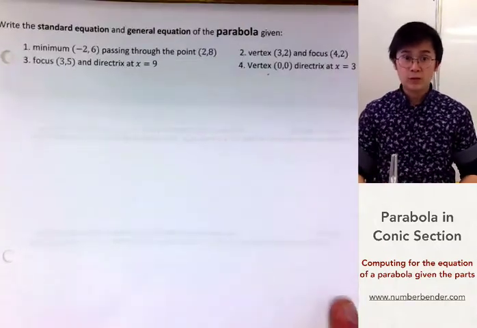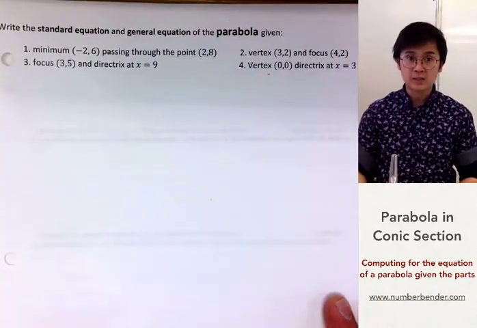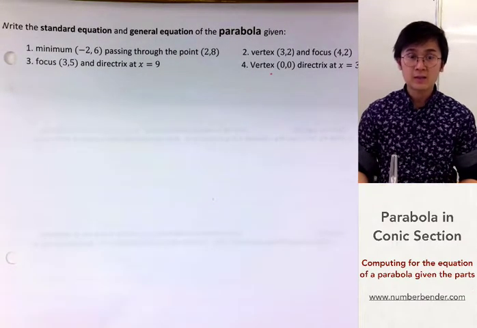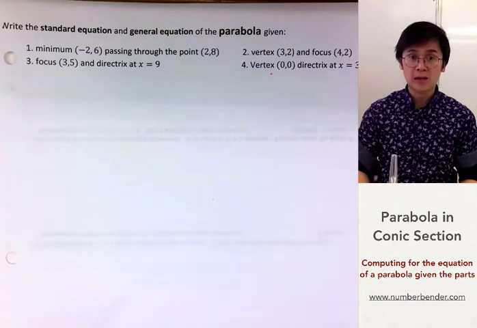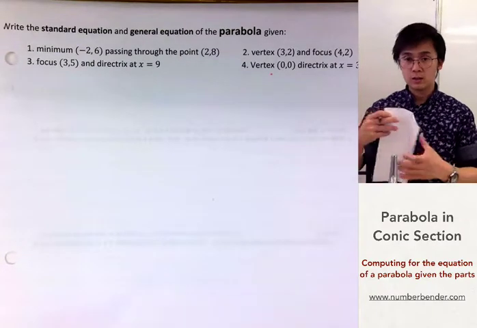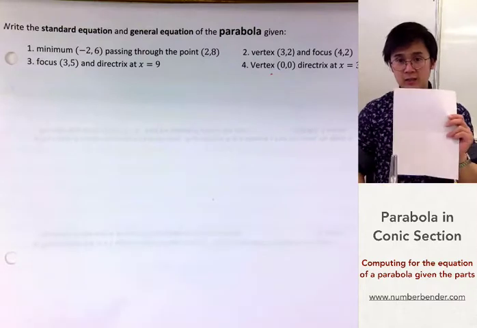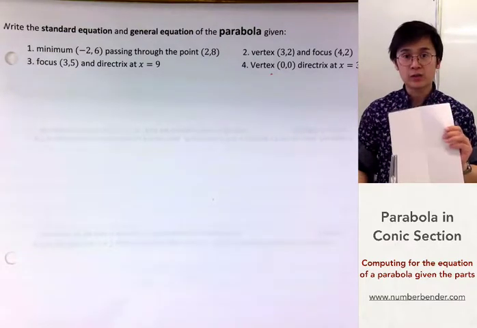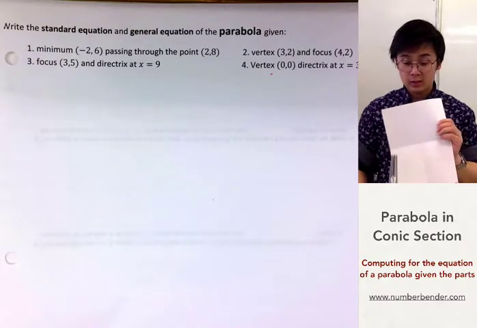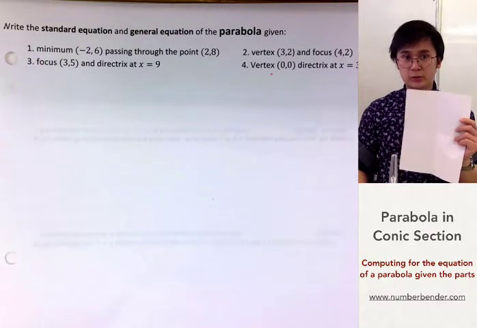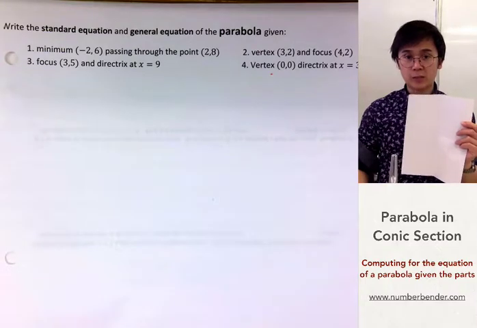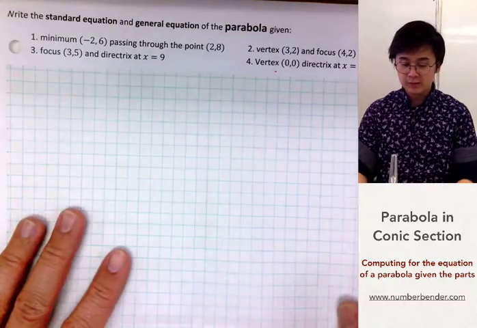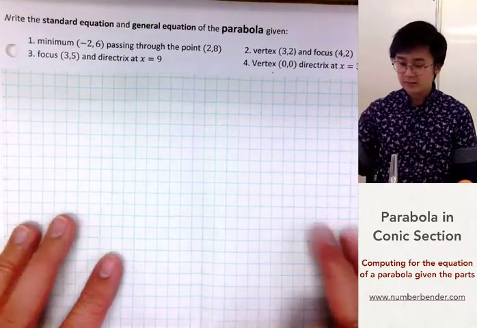So for problem number 1, we need to find the standard and the general equation of the parabola given the minimum point and a point passing through the parabola at 2,8. In conic sections, it's easier to analyze or answer problems if we're using a graphing paper. So for today, we're going to be using a graphing paper to solve problems 1, 2, 3, and 4. So for problem number 1, let's go ahead and write the information that is given to us.